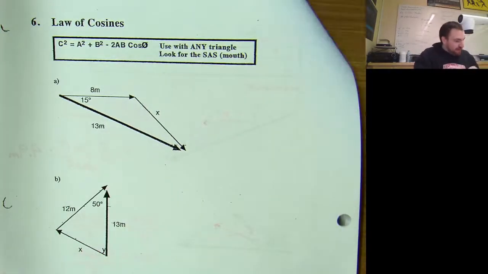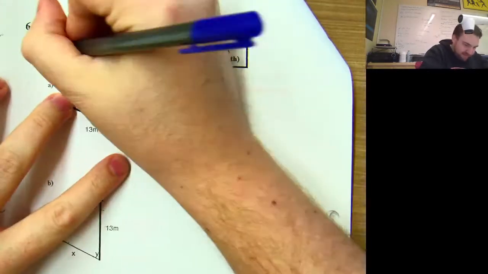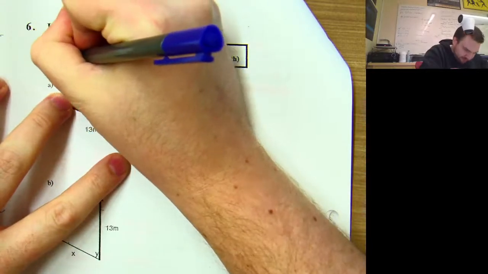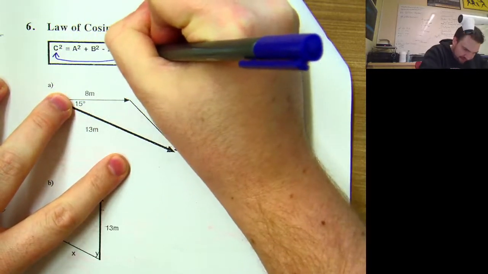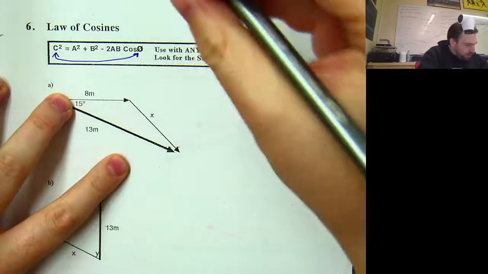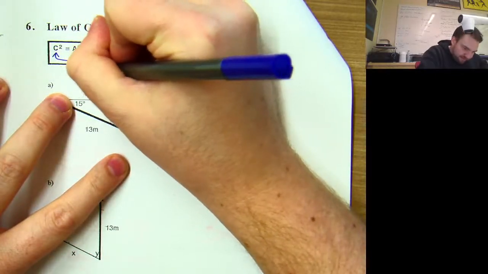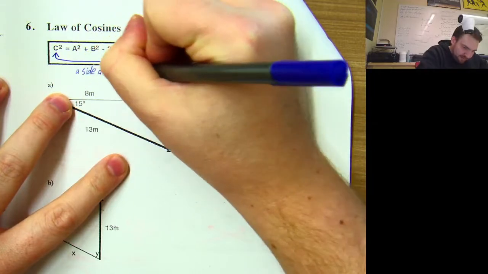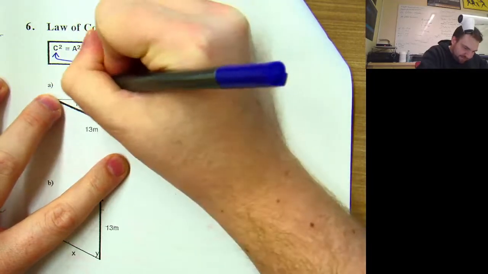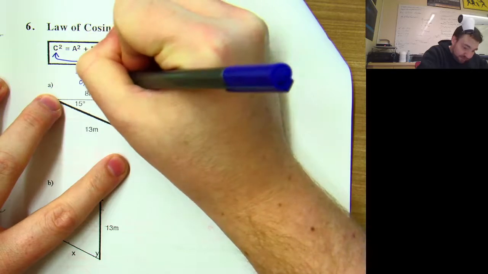Now, it's important to recognize, though, that these guys, C and theta, are a side and the opposite angle. Again, just like with sine law.